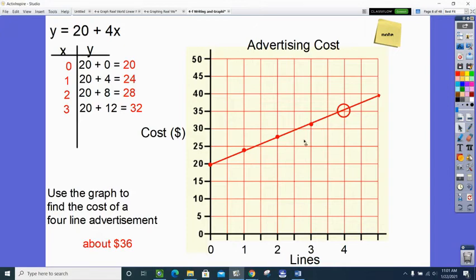Sorry. So now if we take a look here, we can put our line in, with 1 arrow, because we're not going to have negative lines and negative cost. And then we're going to ring that point. Why am I ringing that point? Let's go back.